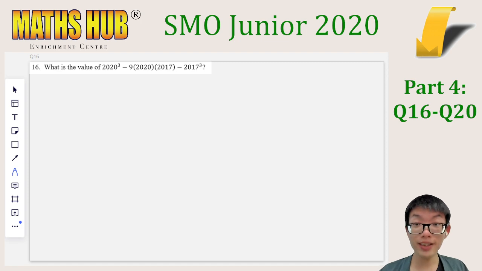Hello everybody. In this video, we will be going through question 16 through 20 of the SMO Junior 2020. Appropriately, the number 2020 appears a couple of times in question 16. It asks us to find the value of 2020 cubed minus 9 times 2020 times 2017 minus 2017 cubed.